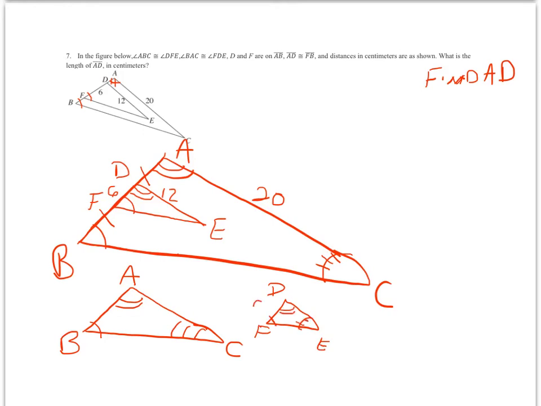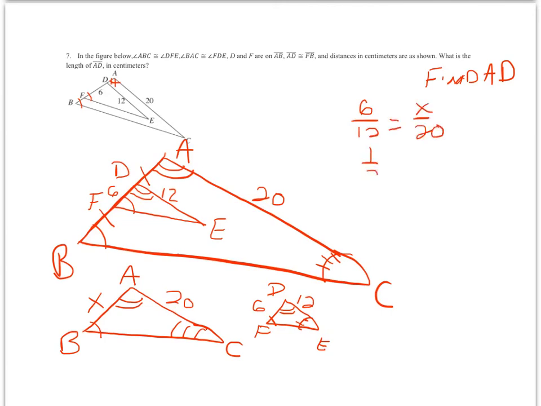Notice how when I drew these, I put the corresponding parts in the same positions. That was intentional. So I'm going to call this part over here X. Since these are similar triangles, we could say 6 is to 12 as X is to 20.